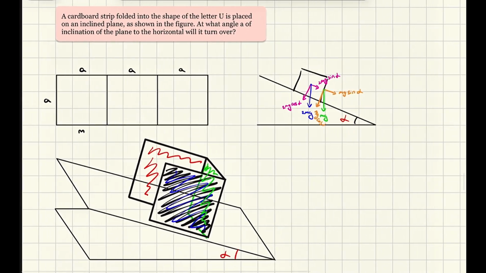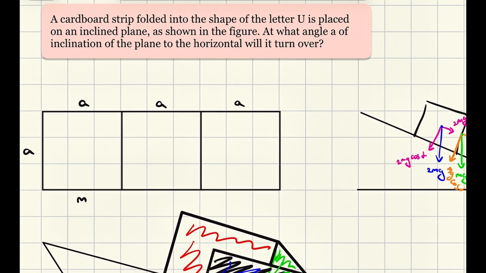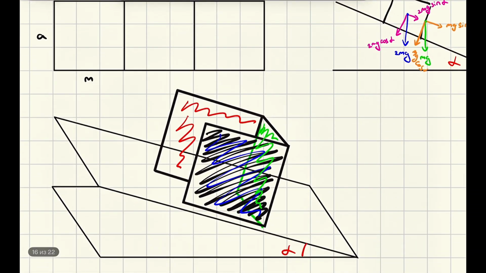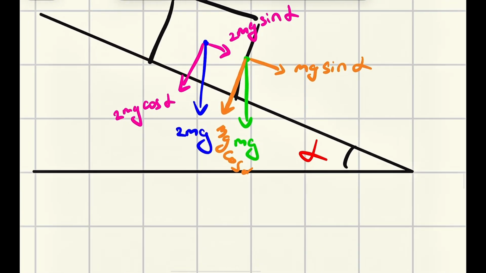If we just imagine this case, at what angle of inclination of the plane to the horizontal will it turn over? We know that if it turns over, first this part will get attached and then it will roll like this. So we don't have to think where we should put the pivot. In fact, we can put it anywhere, but in our case, it would look something like this. Our pivot would look like this.